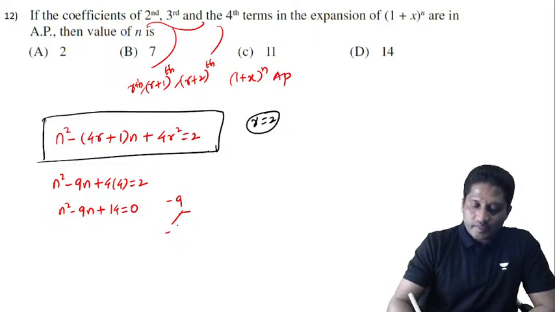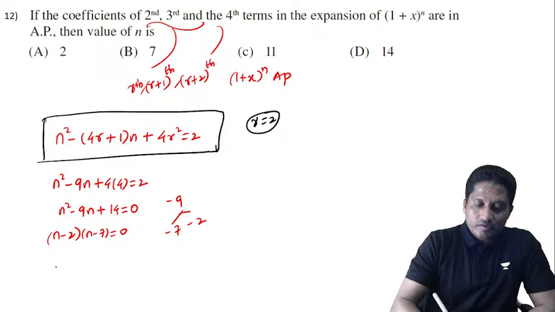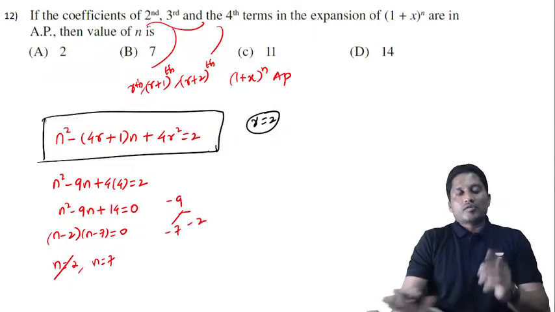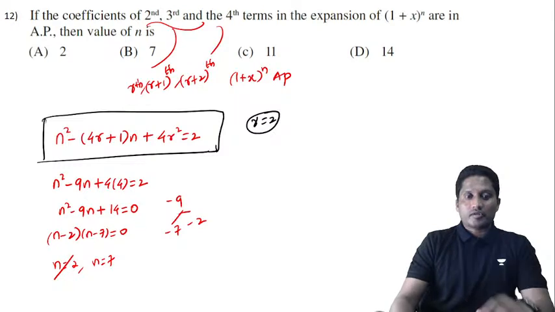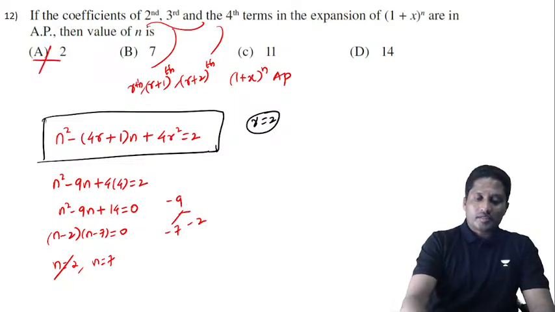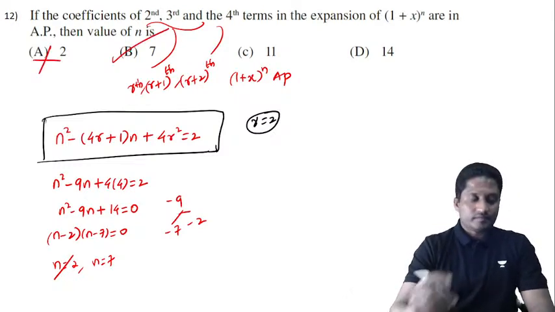Now n square minus 7 n minus 2 n plus... (n minus 2)(n minus 7) equal to 0. You get n is equal to 2 and n is equal to 7. n cannot be equal to 2 because if you take n equal to 2, you get only 3 terms. But according to the question, you have second term, third term, fourth term also. So n equal to 2 is not possible. n is equal to 7 only.